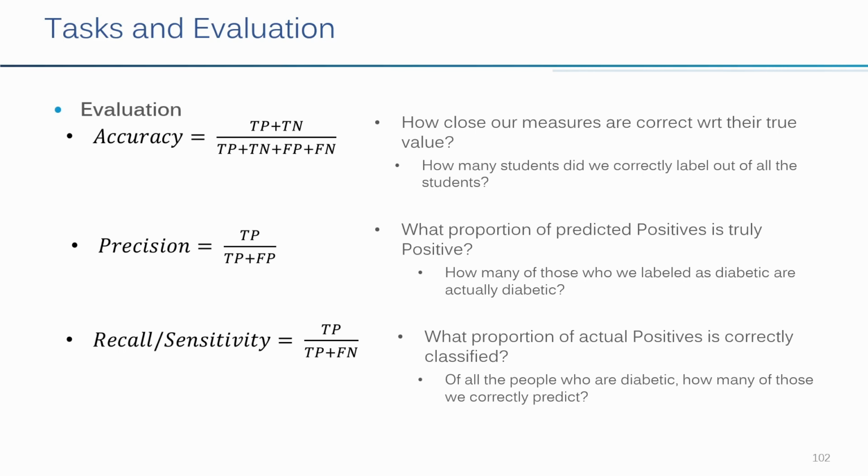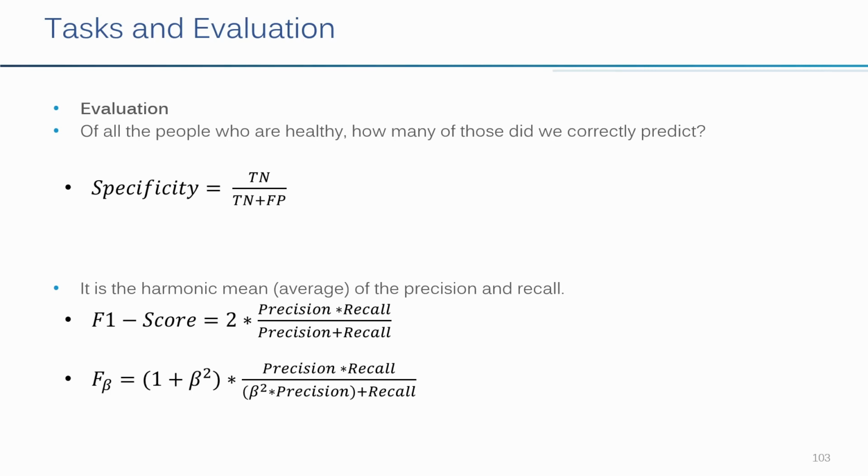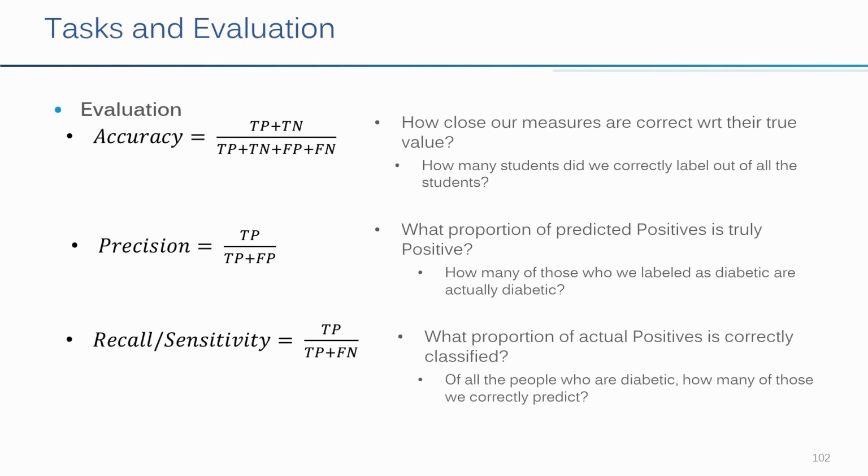Recall, or sensitivity, which is what proportion of the actual positives is correctly classified. So we take, again, the true positives over the true positives plus the ones that we falsely categorized as negative. Specificity, which is really similar to the sensitivity we just talked about.